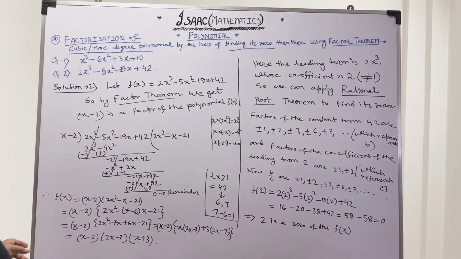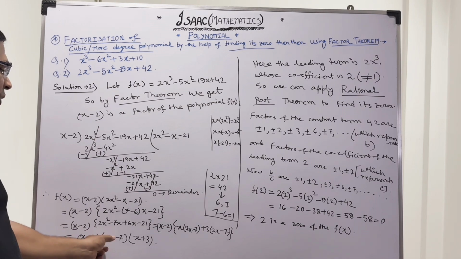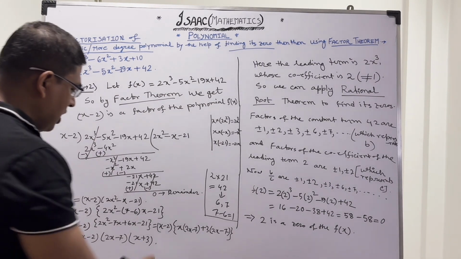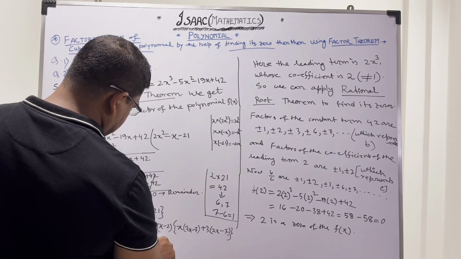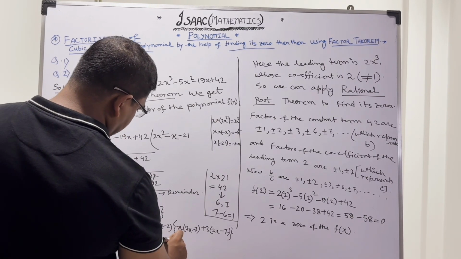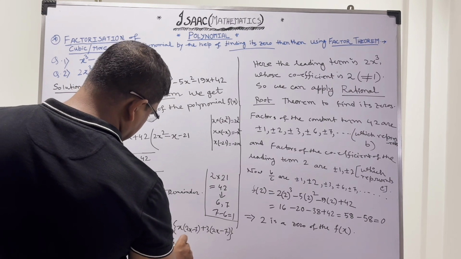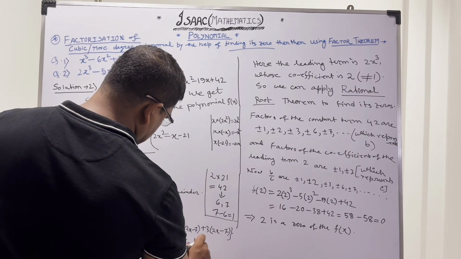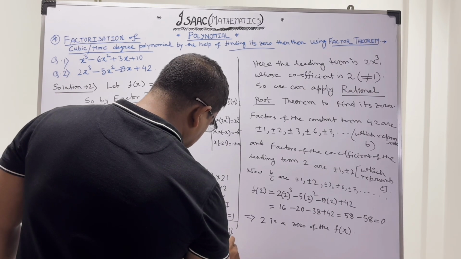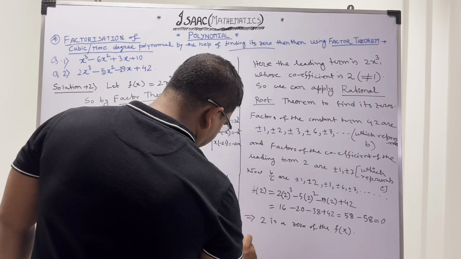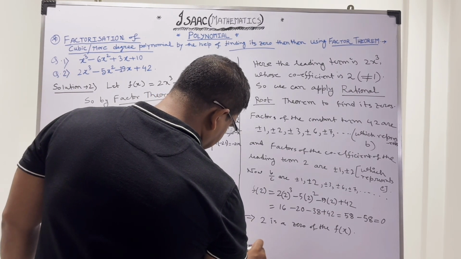So we can represent f of x by the product of these three factors, x minus 2, 2x minus 7 and x plus 3. Okay, thus our factorization is complete. So this is the required factorization.